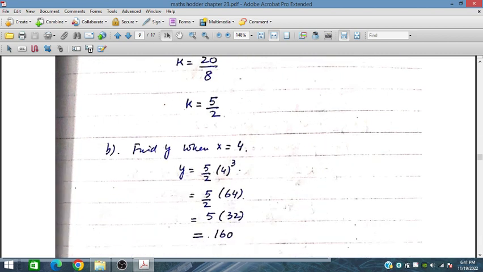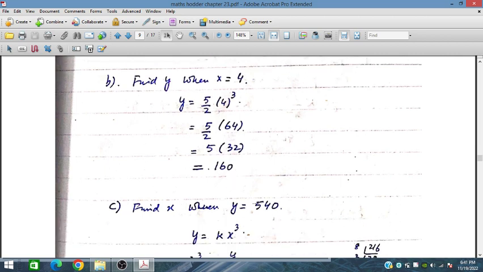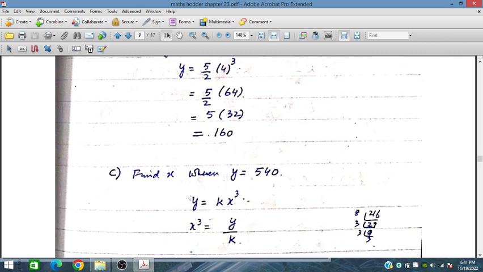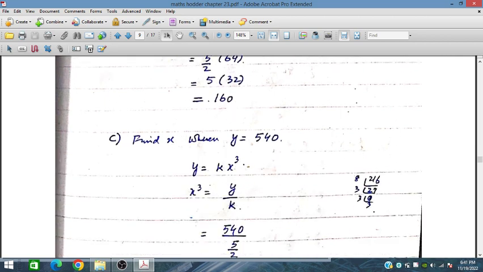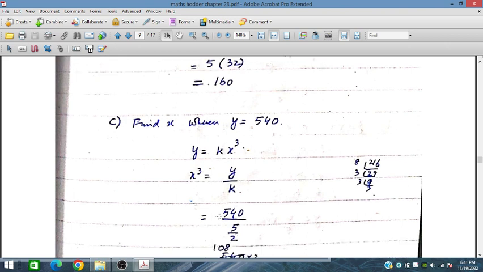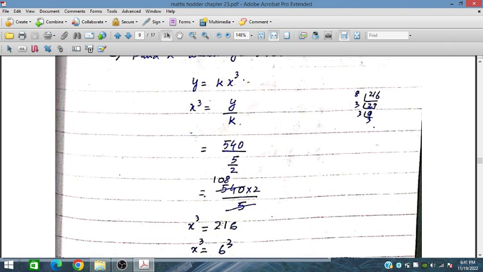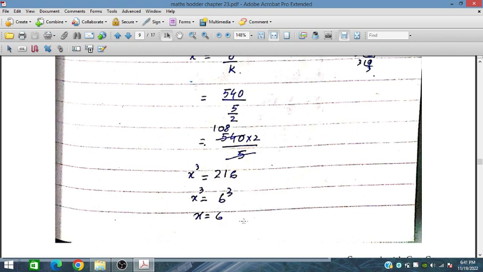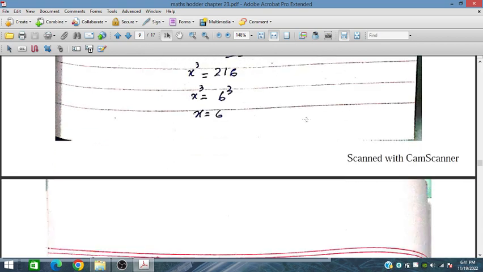So x is given as 4, so we place the value of 4 here, and y is obtained as 160. For y is equal to 450, the value of x is found like this. So k is already 5 upon 2, so x cube is this. So from this we have obtained x is equal to 6. One simplification, so very easy.